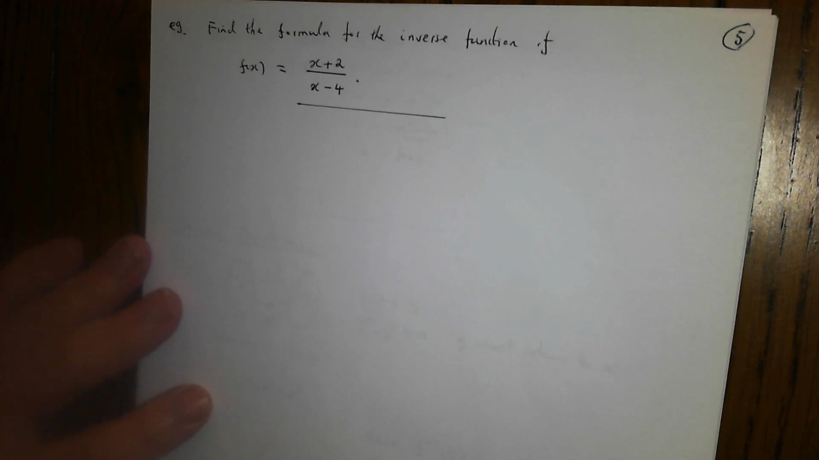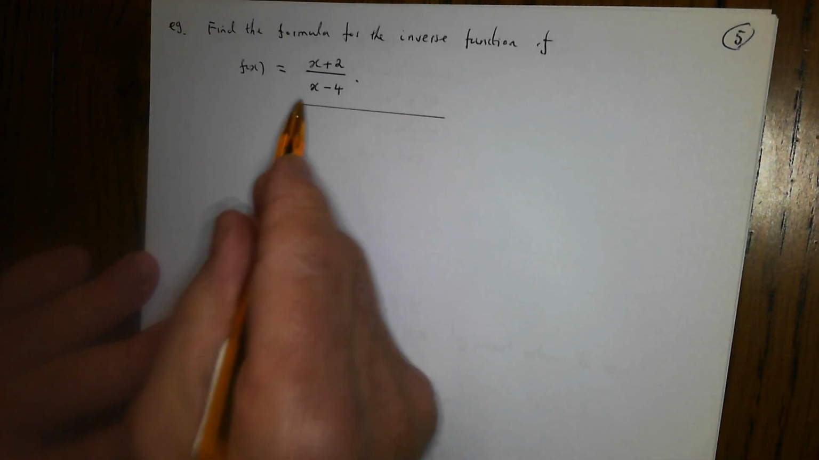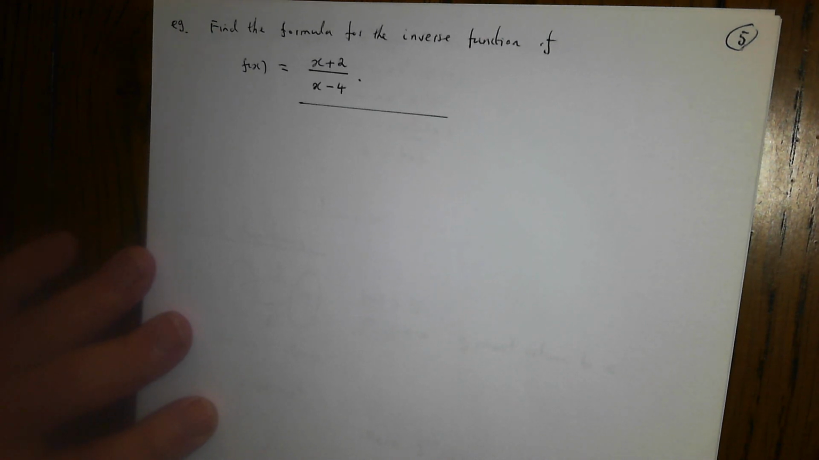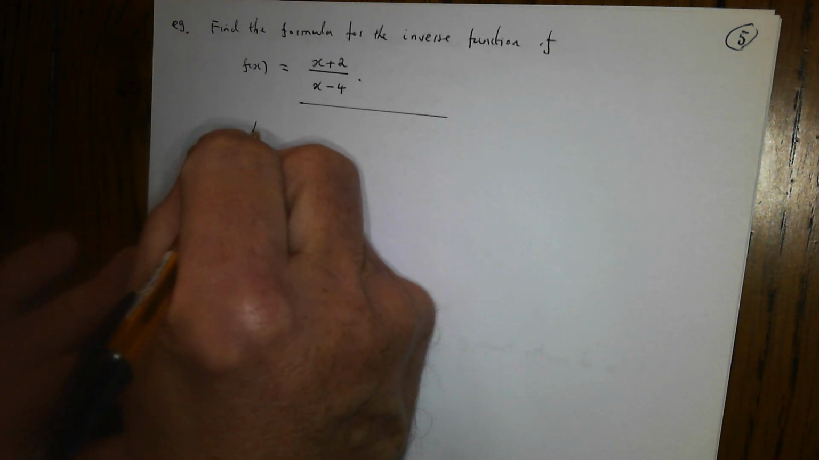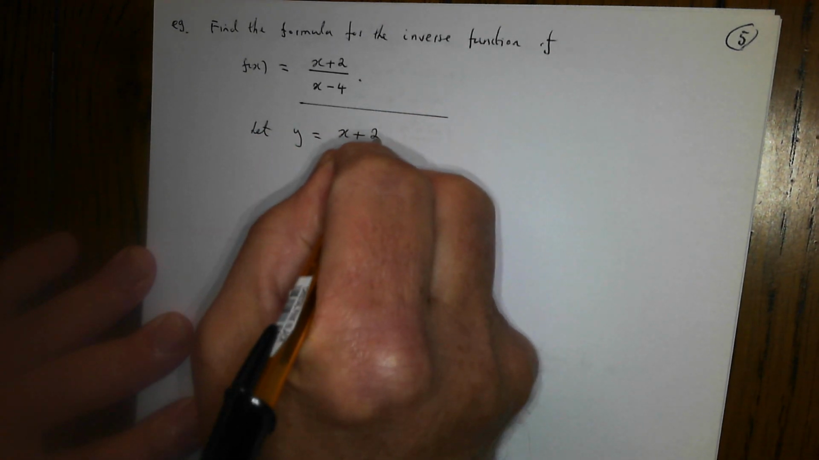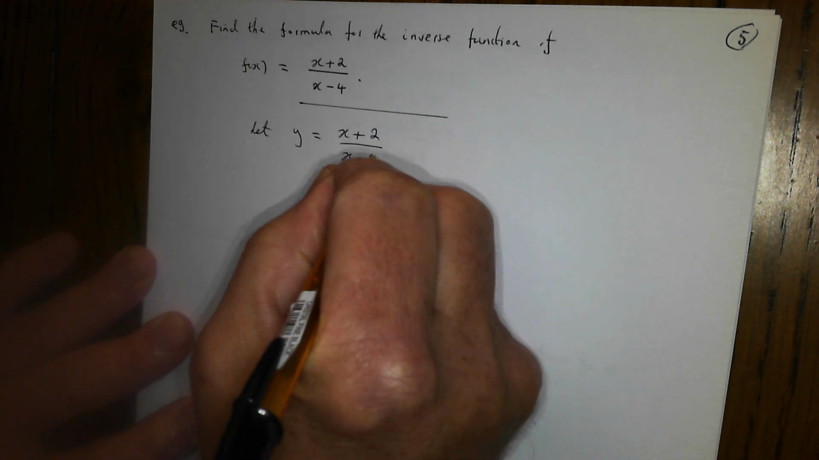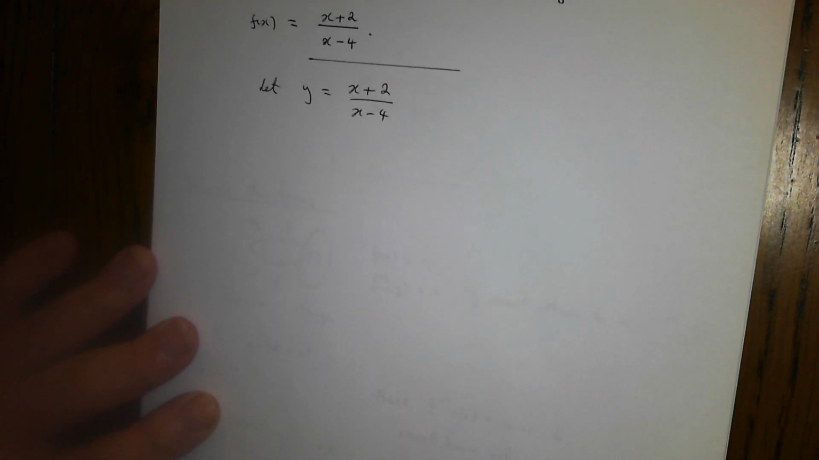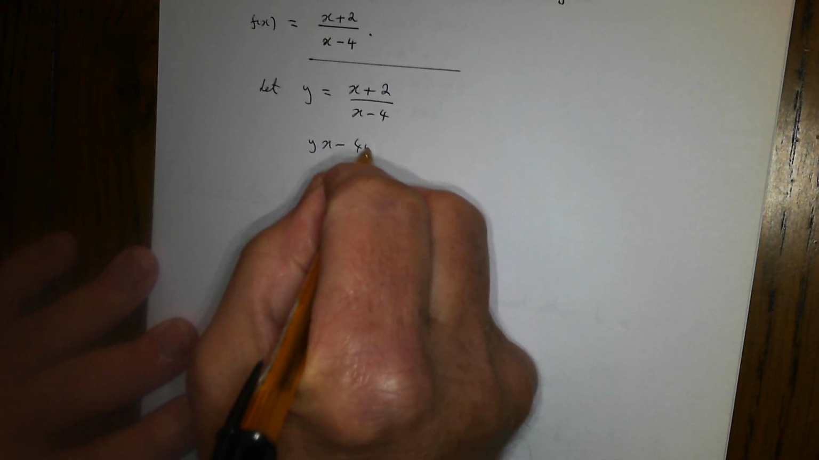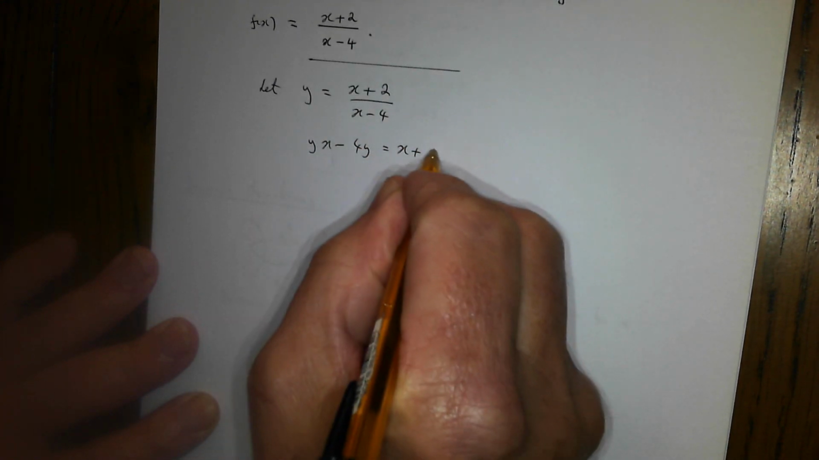Let's do another example, then you will get a chance. Find the formula for the inverse function of y equals x plus 2 over x minus 4. Simply let y equal it, and then change the subject. So cross multiply, so you get yx minus 4y is x plus 2.